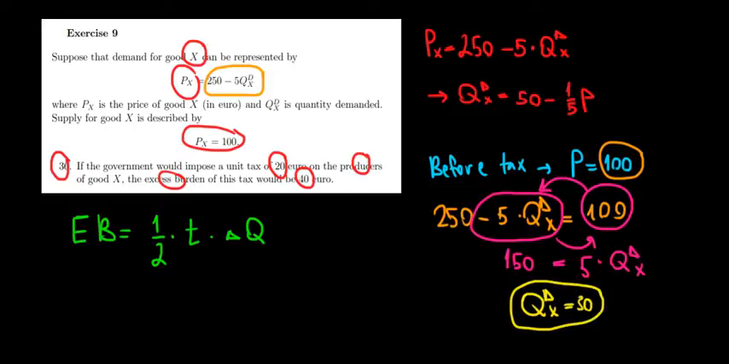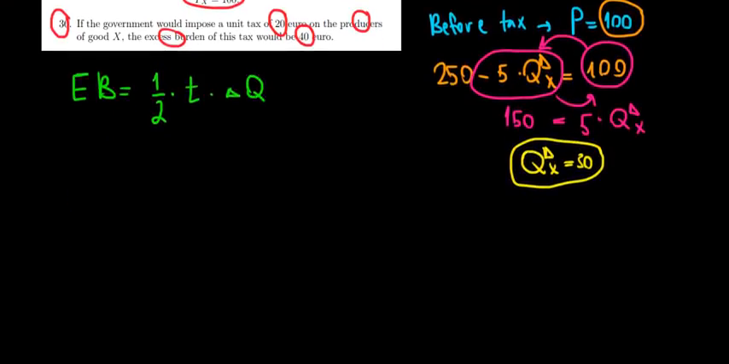Now we have to solve it after tax. After tax, what happens is that the price will go up, right? The tax is imposed on the producers. In other words, the producers, the sellers, the suppliers are increasing their price by the tax. So the new price after tax would be 120 euros.